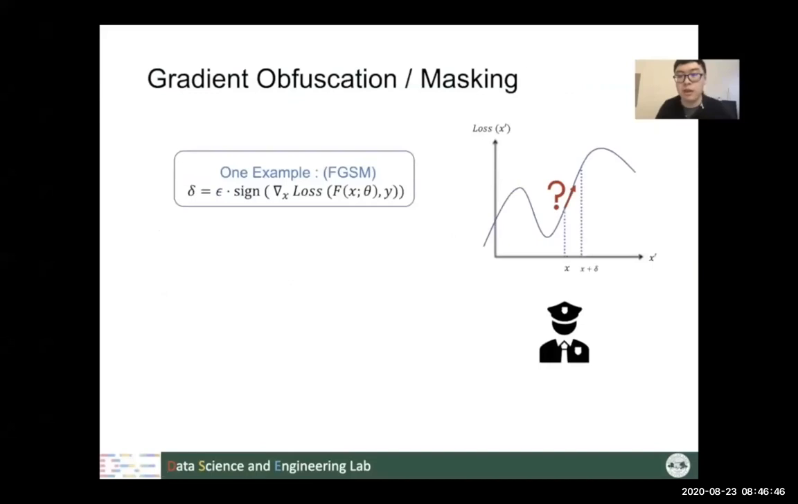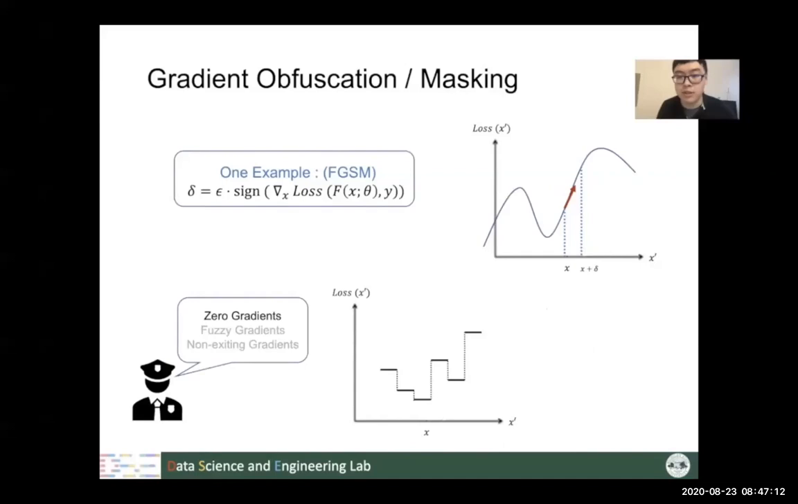So as a defender, maybe we can consider whether we are able to hide or mask this gradient information. By this way, the attacker can be confused and he cannot find any useful information from the gradient, and then he cannot do the attack anymore. Based on this motivation, there are some methods trying to do this gradient masking strategies. For example, they can make the model always have zero gradients.